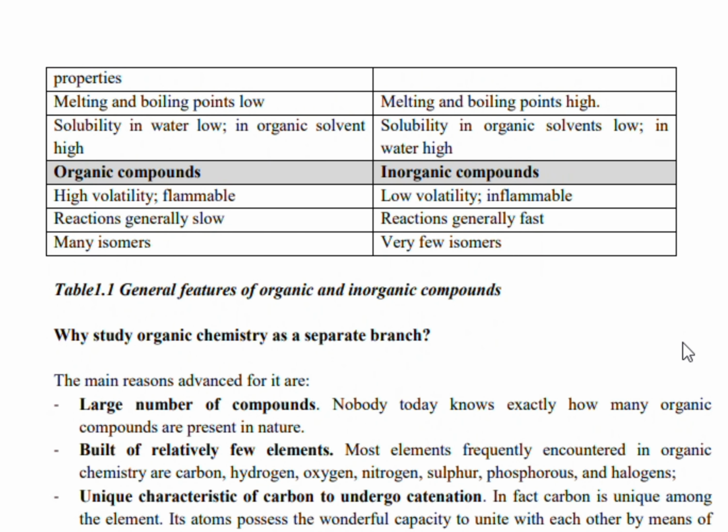In terms of melting points, the melting and boiling points of organic compounds are very low because these bonds are not very strong and the intermolecular forces are weak in organic compounds. But in inorganic compounds, because some bonds are ionic and some of them have metallic character, the melting and boiling points will be high.